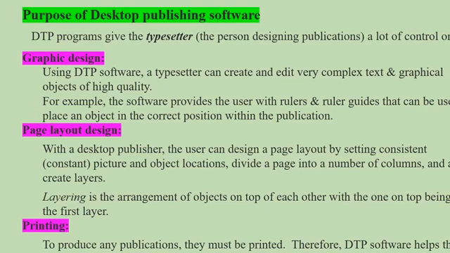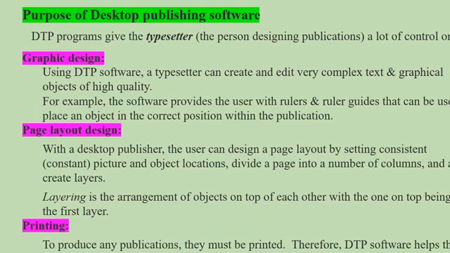Purpose of DTP. DTP programs give the typesetter, that is the person designing publications, a lot of controls on graphical design. This means that using a DTP software, a typesetter can create and edit very complex text and graphic objects of high quality. For example, the software provides the user with rulers and ruler guides that can be used to place an object in the correct position within the publication.